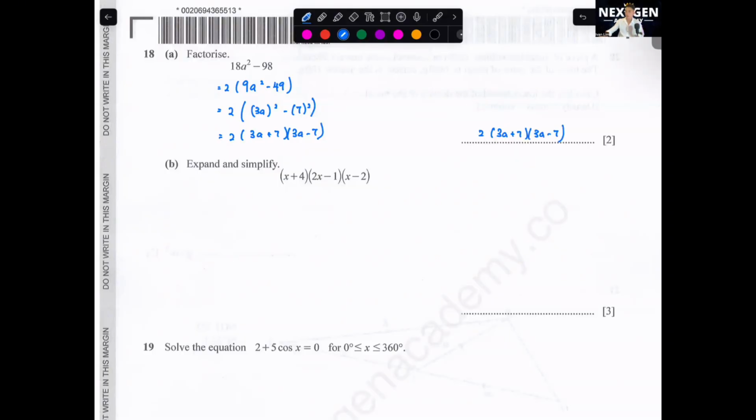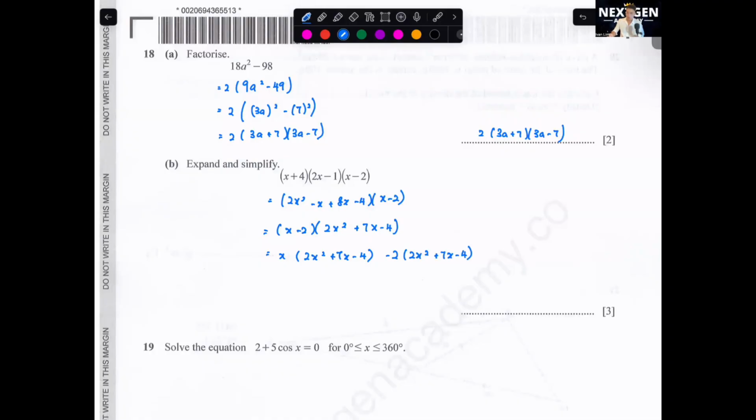Okay, next one. Expand and simplify. Let's expand this first, and do whichever bracket that you want to do first. I'll do the first two brackets. So 2x squared minus 8 plus 8x minus 4, x minus 2. For me, my preference is that I like to rearrange after this step. Put the two terms one in front. Okay, x minus 2, here will be 2x squared plus 7x minus 4. Then we'll write it like that: x(2x squared plus 7x minus 4) minus 2(2x squared plus 7x minus 4).